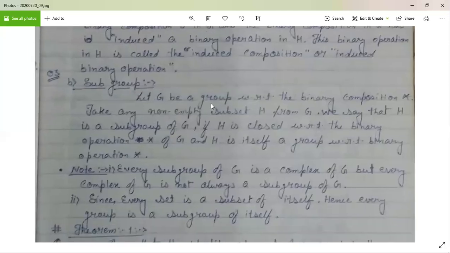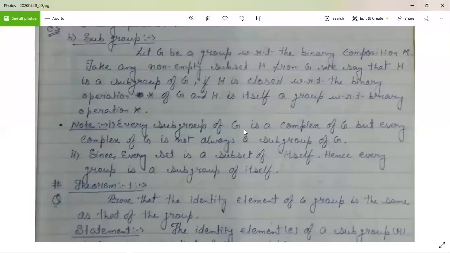Now, our next topic is subgroup. This is a very interesting topic. Don't confuse subgroup with semigroup. Semigroup is a different thing and subgroup is a different thing.